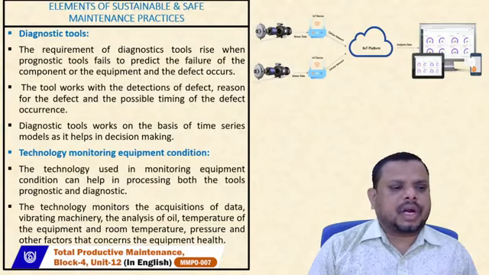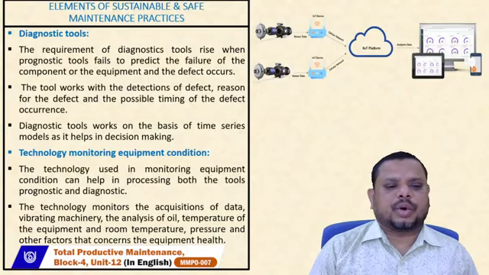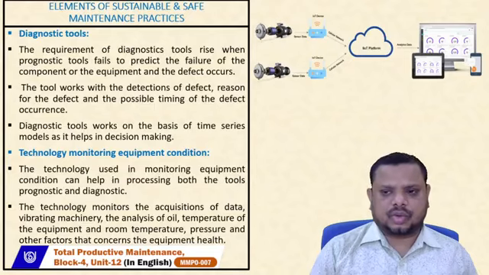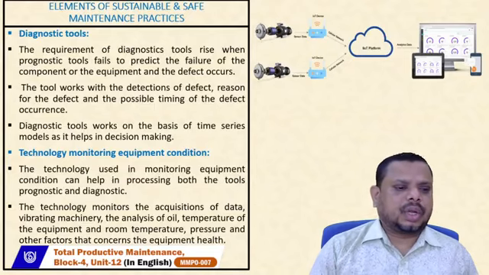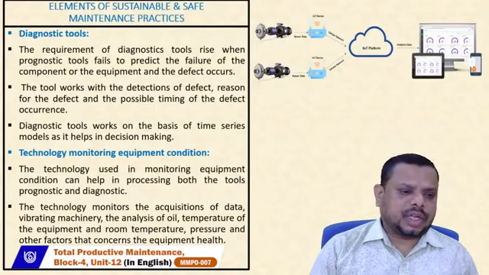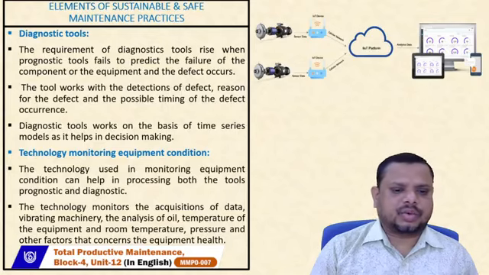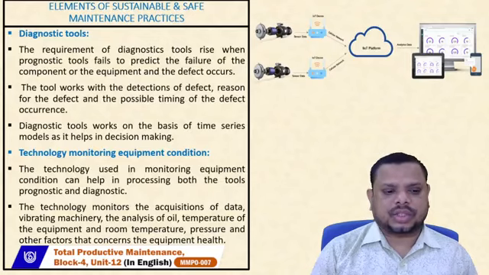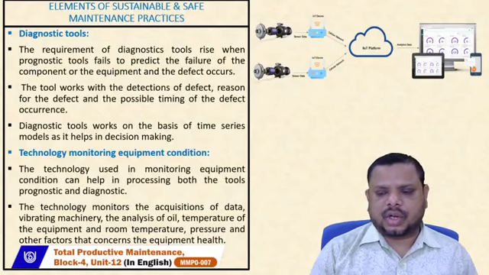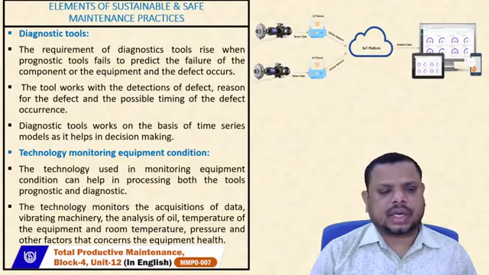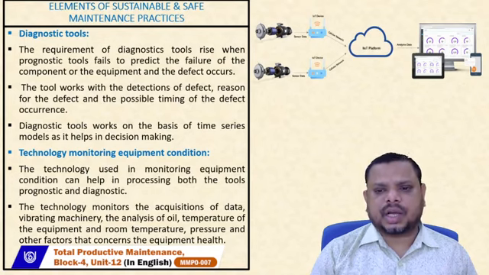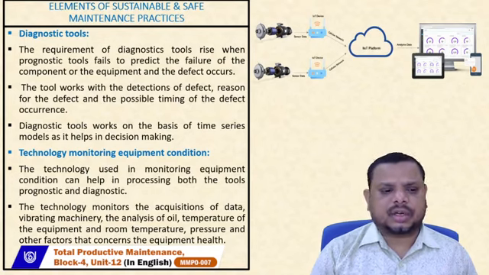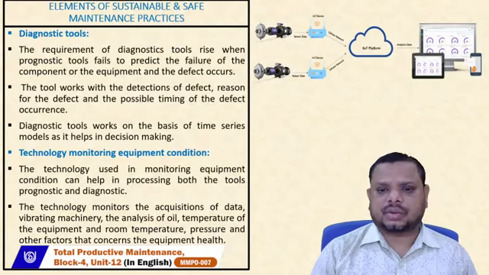The next important part we have is technology monitoring equipment conditions. So if you go to point number 1, the technology used in monitoring equipment condition can help the processing of both tools, your prognostic and diagnostic tools. Or you can simply say this technology monitoring equipment condition is a hybrid or a combination of both prognostic and diagnostic tools.